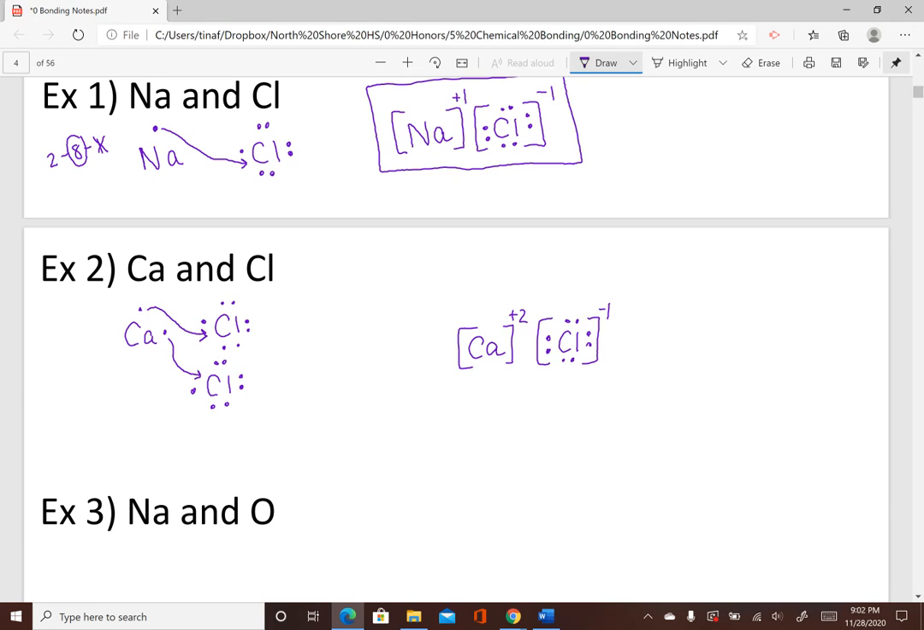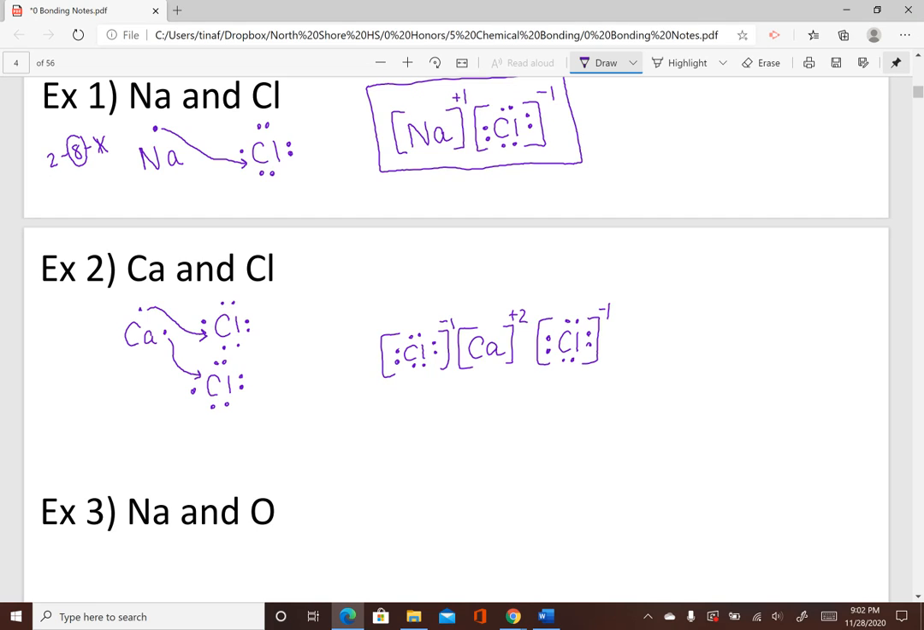It's very important that the other chlorine you put over here. So it's the positive and negative attractions that are holding this compound together. You don't want to put 2 negative things next to each other. Or if it had 2 positive things, you wouldn't want to put them next to each other.